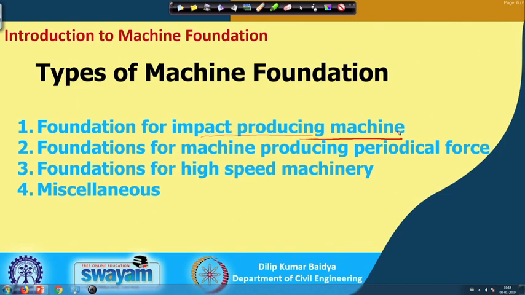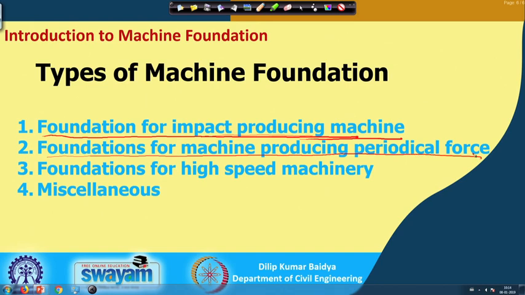That means, suppose there is a hammer foundation, suddenly a weight will fall, to fabricate something, and because of this heavy weight falling on some object, it will create some vibration. For that type of vibrating system, you have to have a different foundation than for other types of vibrating system. So, that is the first classification, foundation for impact producing machine, like hammer, press and all.